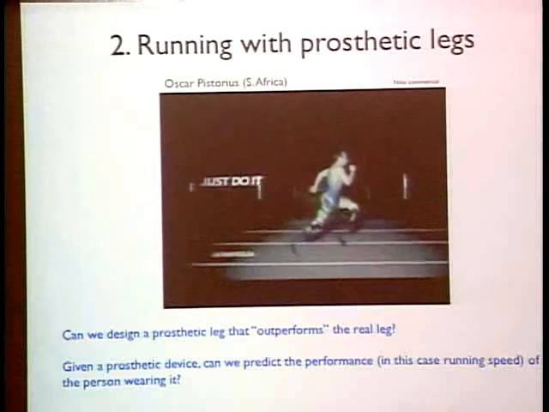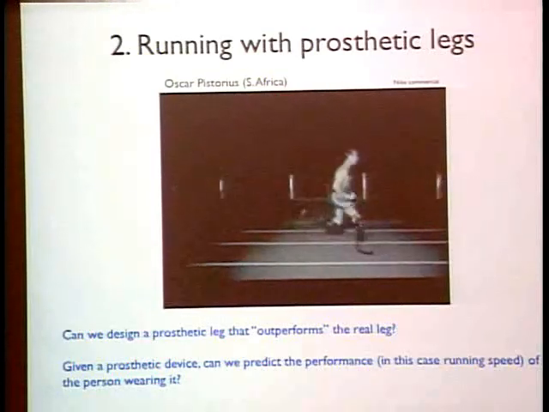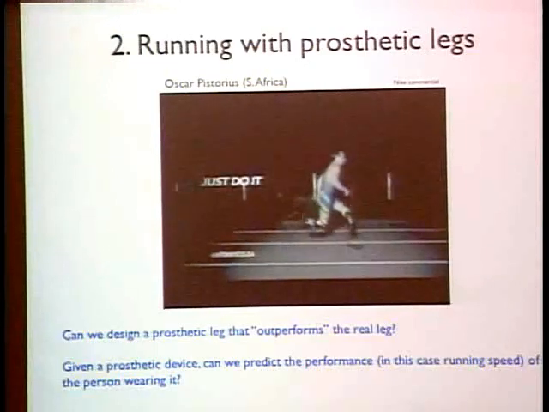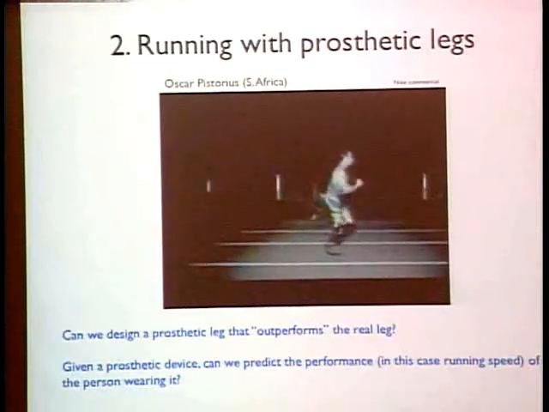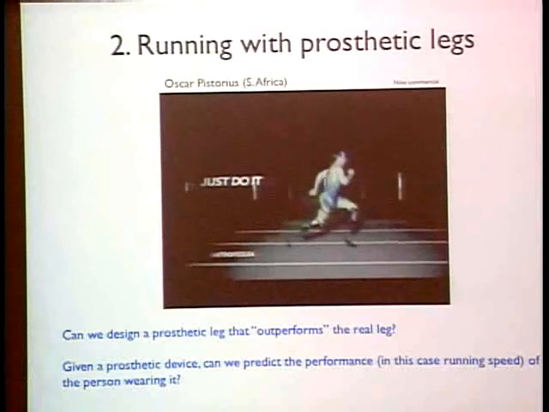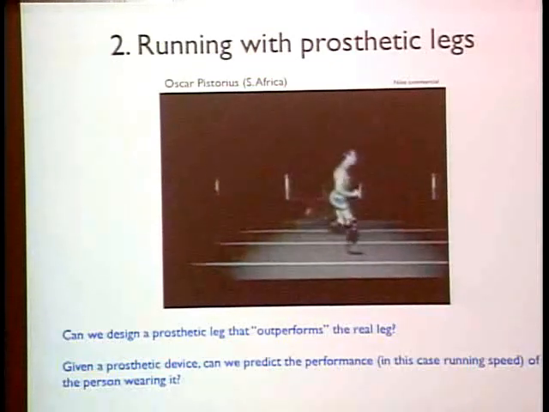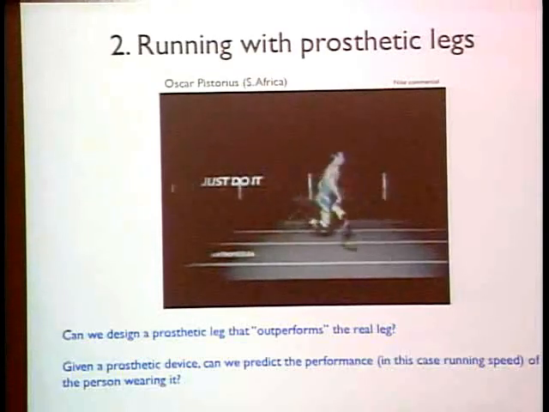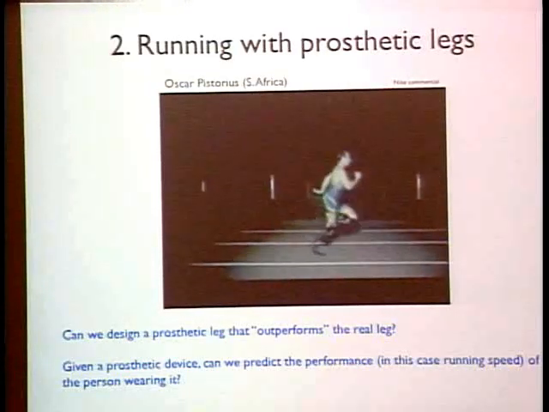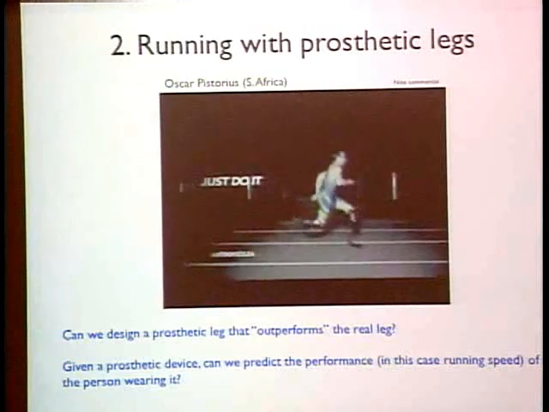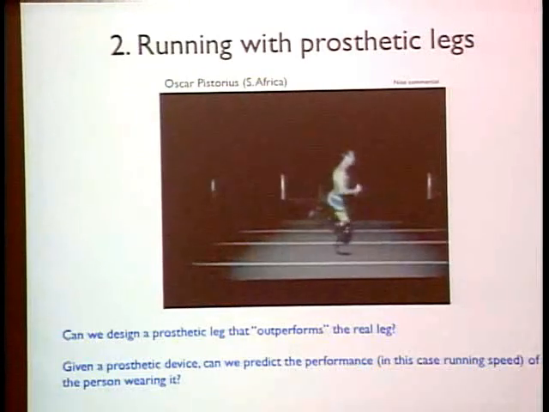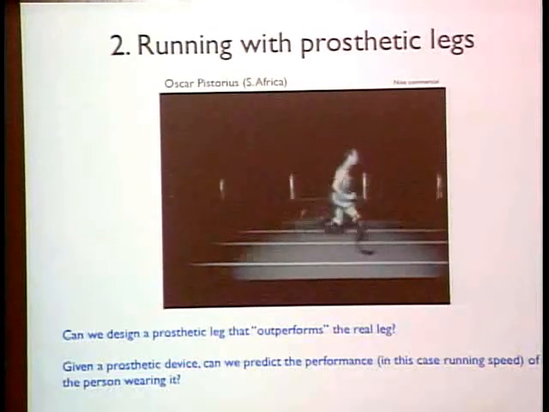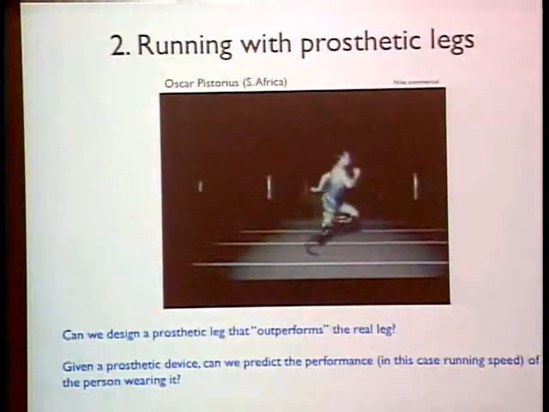Of course, you might know this person, Oscar Pistorius, who runs essentially as fast as a human with prosthetic legs, and various people have various questions of the kind. Can we design a prosthetic leg that outperforms the real leg? If you have a prosthetic leg, can we predict the performance, in this case running speed, of a person wearing it, and so on? Right. So I would say we don't have theories in place to be able to predict things like that yet.